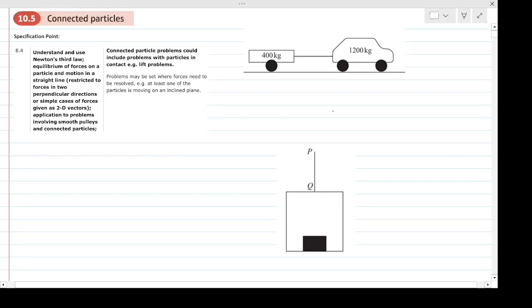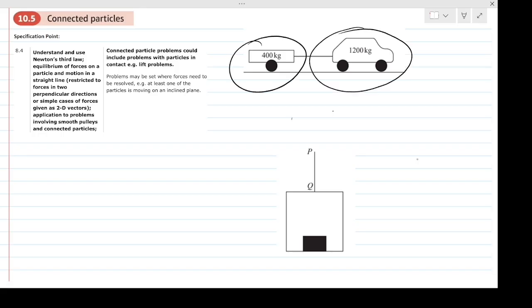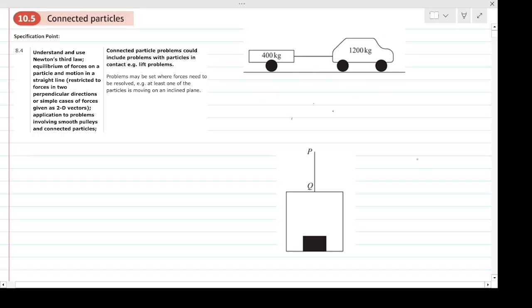Hello, so in this video we're going to look at something called connected particles. These are two or more objects that we can essentially combine together as one. I've got these two examples here. In this example, we have a car towing some sort of weight, so we've got two objects, the car and the weight, and they're being connected by some rope or towing rope.